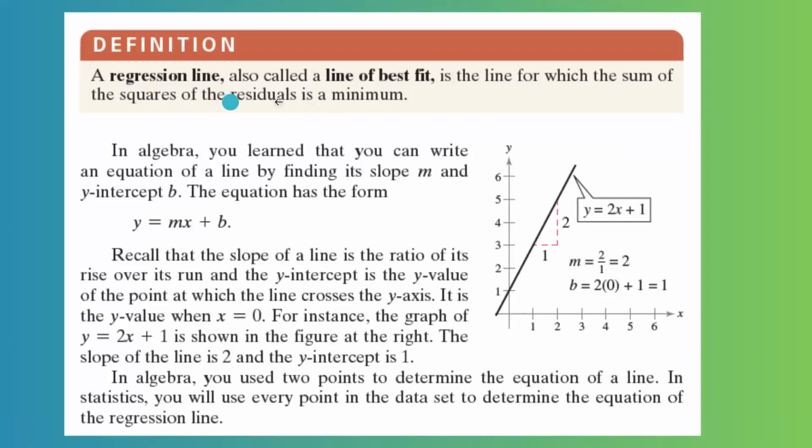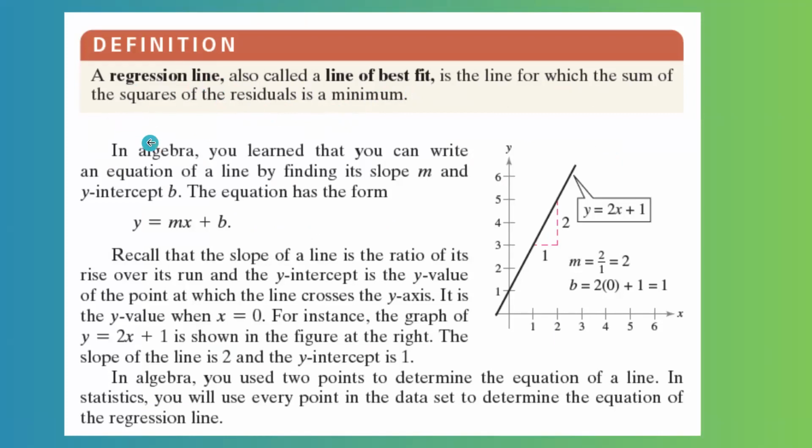The regression line, also called the line of best fit, is the line for which the sum of the squares of the residuals is minimum. So our goal in machine learning, in deep learning, is to find the best regression line, and then we, of course, change the idea and generalize it to more advanced algorithms.